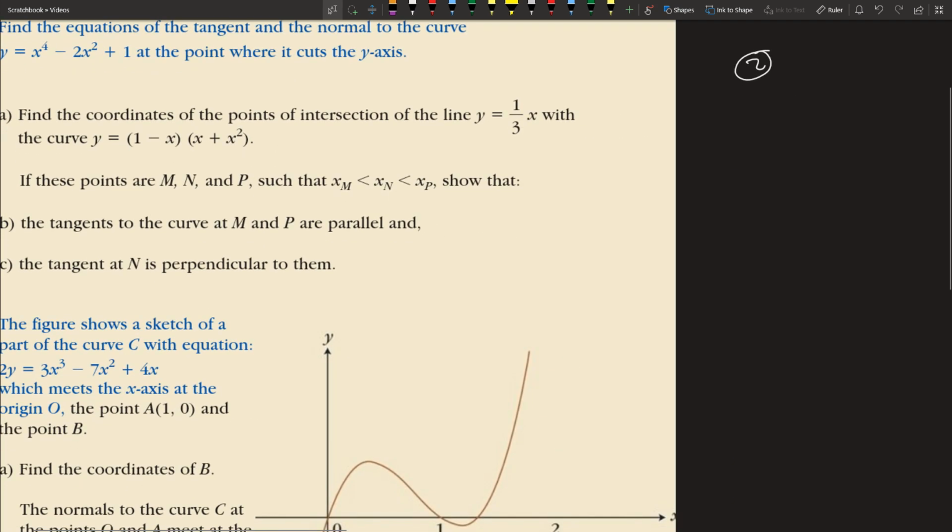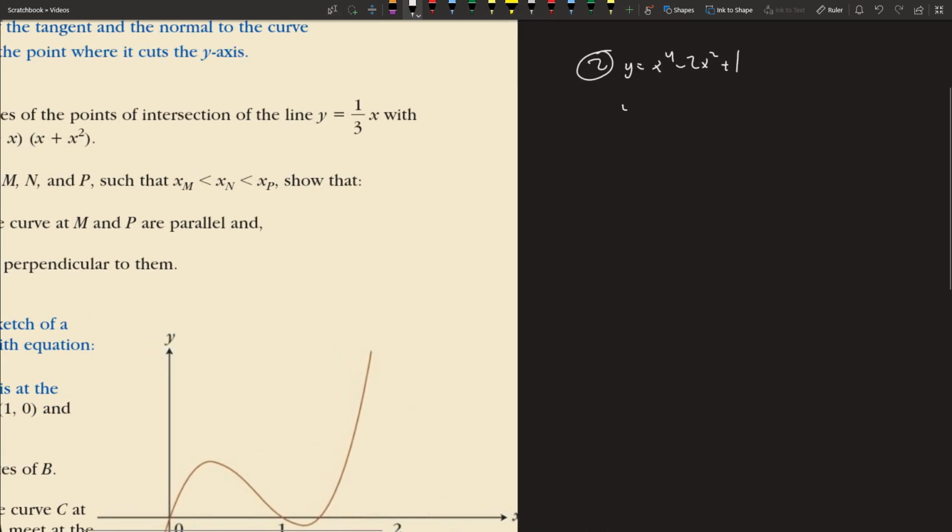Anyways, so we have a curve. Let me write it down. We have y is equal to x to the 4 minus 2x squared plus 1. Now, obviously, we need to find the derivative. So let's just do it. So y prime is equal to 4x cubed minus 4x. Yeah, that should be correct.